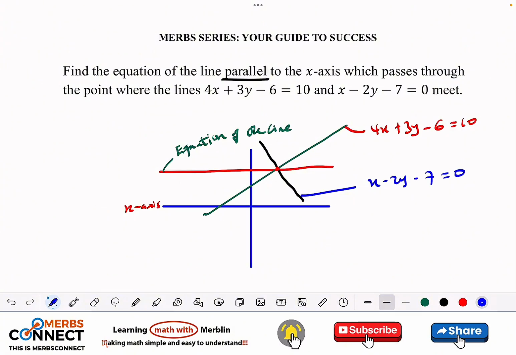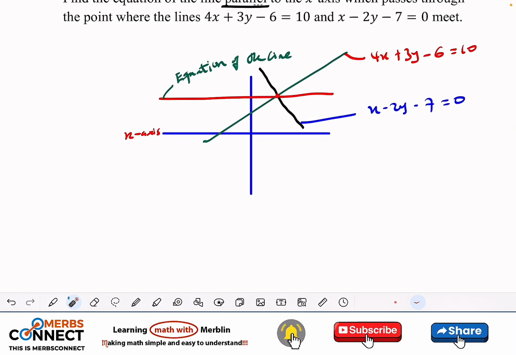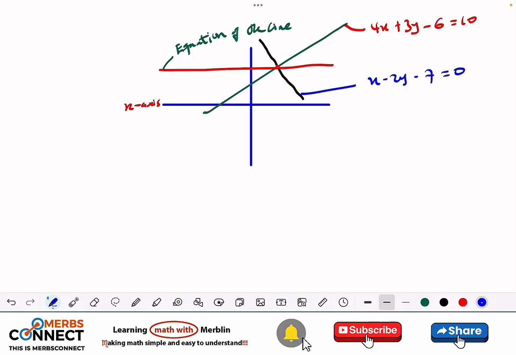Now remember, if we want to form the equation of the line, what is the formula for finding the equation of the line? Let me write the equation of the line formula first. So we know that y minus y1 is equal to the slope times x minus x1.